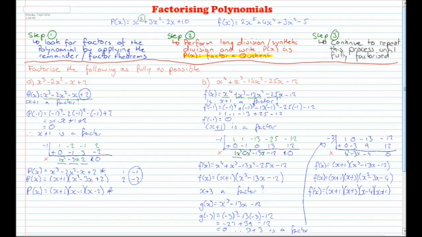Now that is almost fully factorized, but what you can see here is I've got x plus 1 repeated, so I've actually got to write it as f of x is equal to x plus 1 squared, x plus 3, x minus 4. And now f of x has been fully factorized.